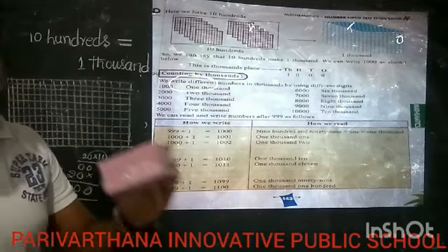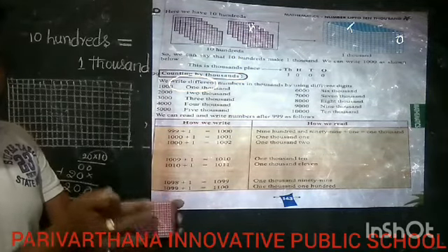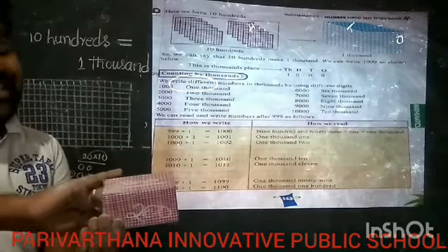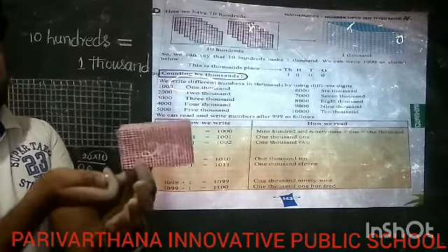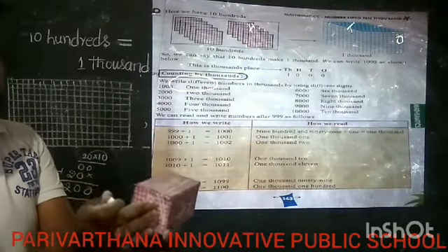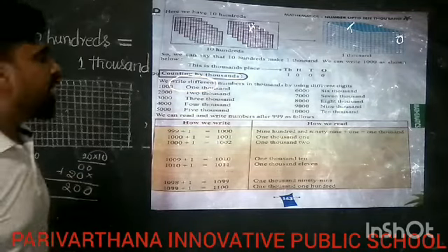Now we can count how it will come to 1000. 200, 1. 200 + 200, 400. 400 + 200, 600. 600 + 200, 800. 800 + 100, 900. 900 + 100, that is 1000.